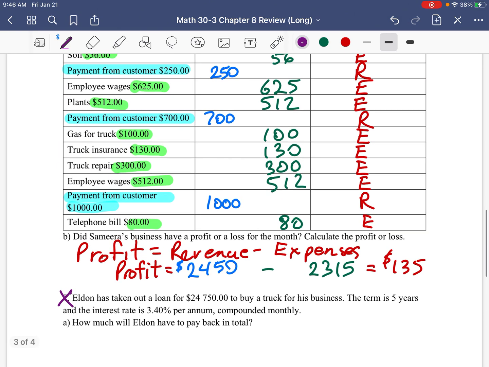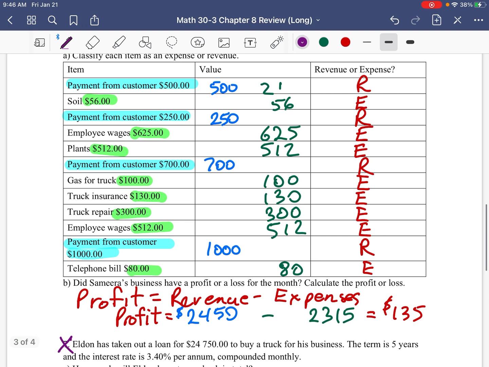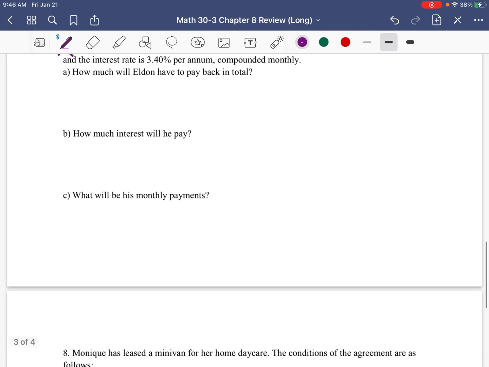Okay, now I'm going to skip number 7 because it's compound interest. Actually, I'm going to pause there, just make certain you guys got caught up because I know I go kind of fast here.